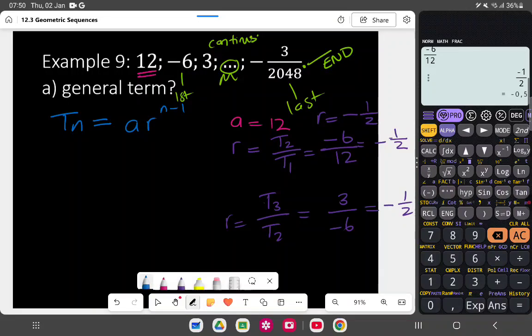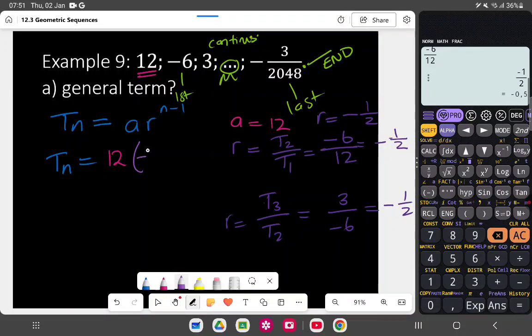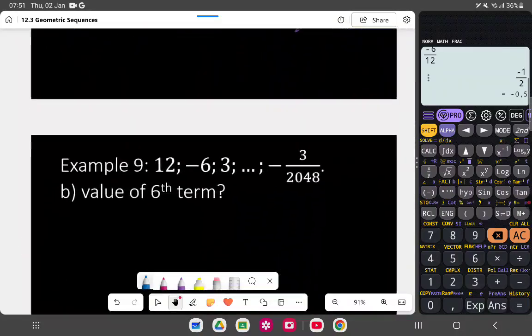Let's substitute our values. So term n is equal to a, which is 12, multiplied by r, which is negative a half, to the power of n minus 1. That is your answer for question A: 12 bracket negative a half bracket n minus 1.